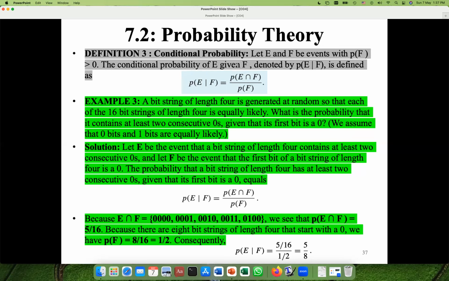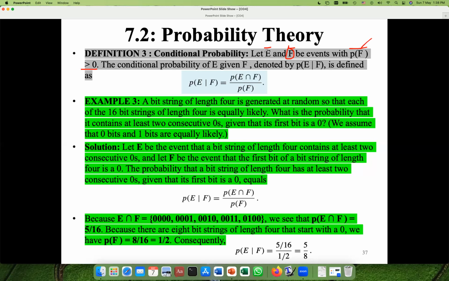Conditional probability, that is important. In probability, conditional probability is again important. In conditional probability, now you have 2 events, E and F, with probability of F greater than 0. So that would be given.